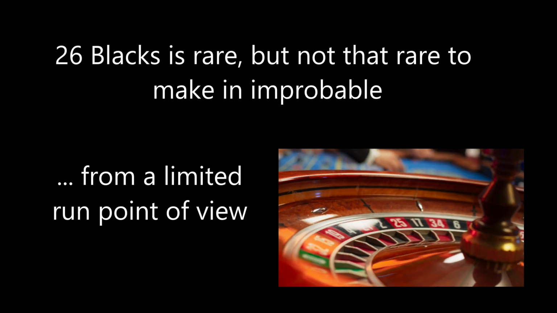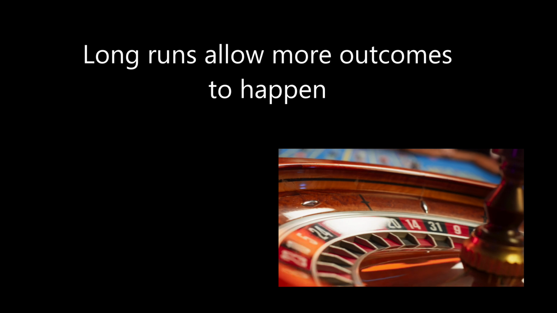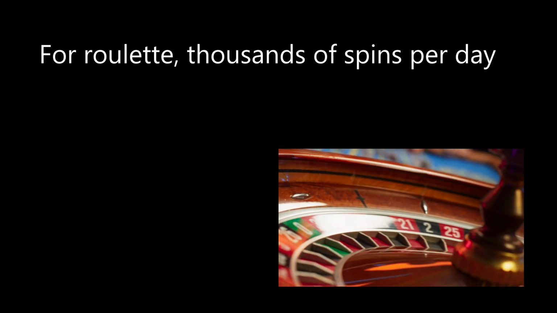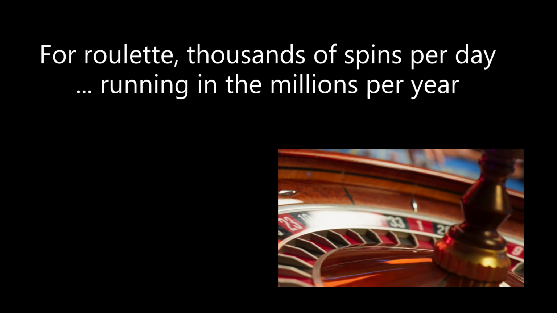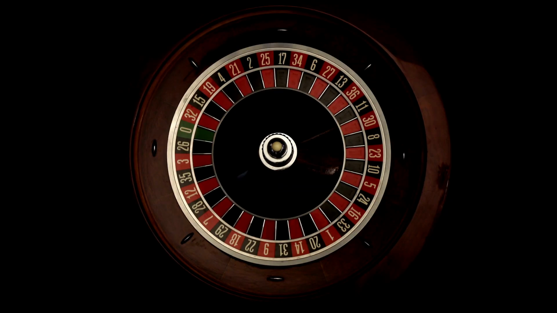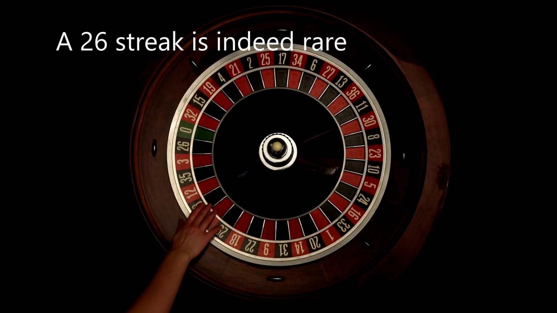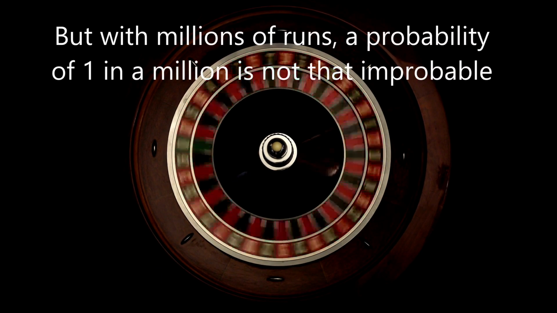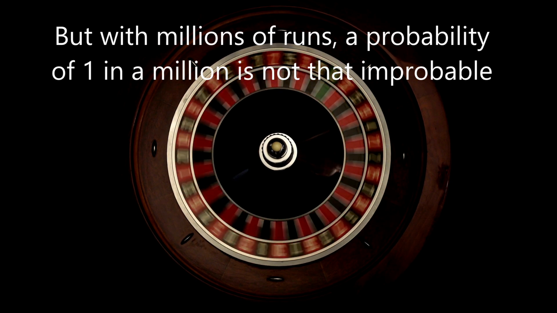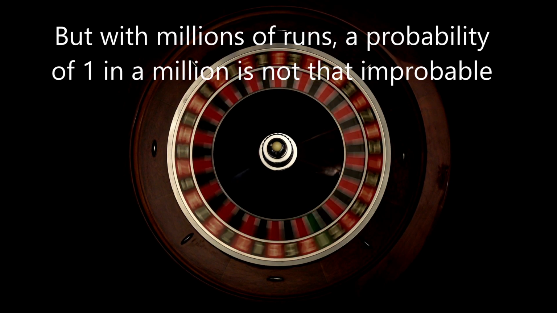that we had with our coin toss experiments. It must be remembered that these games are not limited toss experiments, and for roulette, these wheels are spun thousands of times a day, running in the millions in a year and through time. Yes, very long streak outcomes are still rare outliers, but with millions of runs, such an occurrence in a year is definitely still in the realm of the possible and not the improbable.